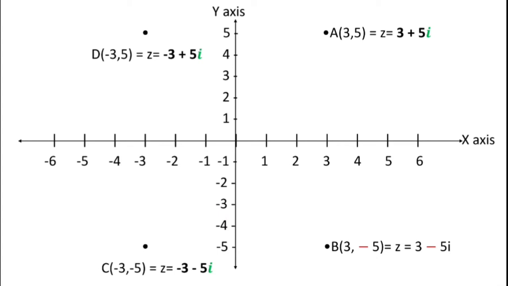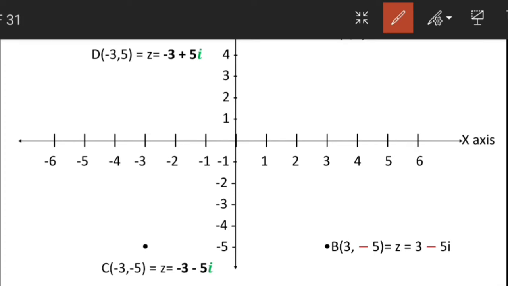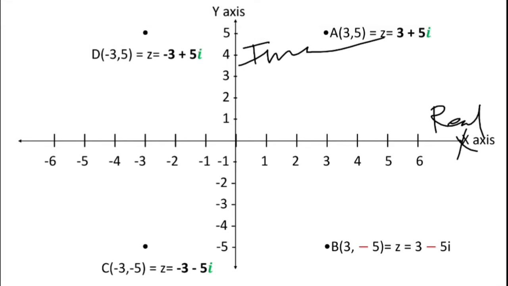So here you can change this. This is nothing but the real axis. Instead of x-axis you have to write real axis here, and the y-axis is nothing but the imaginary axis. Okay, in this way we can rename it, imaginary axis, right, and this is called the Argand diagram.